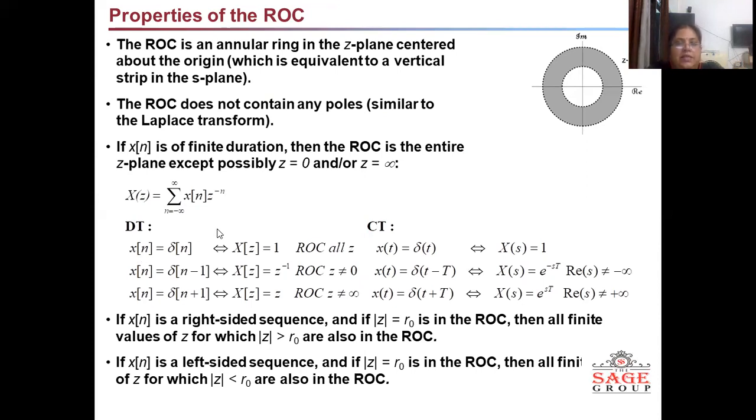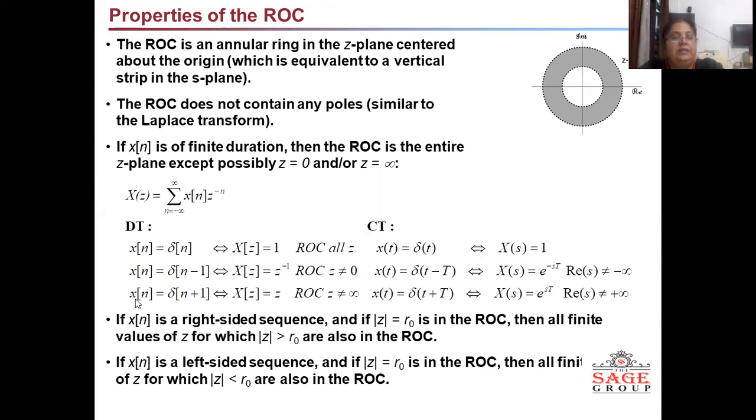Now these are different discrete time signals and their transforms, which show the different ROC. For x[n] equals delta[n], the impulse, the transform will be 1 and the ROC will be the entire Z plane. In the second example, we have shifted the impulse to the left and its transform is z to the power of minus 1. So its ROC will be all places except 0.